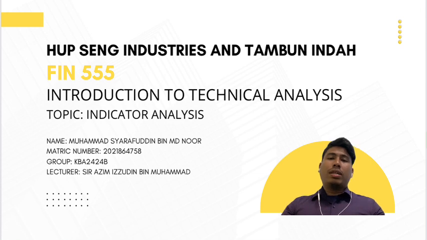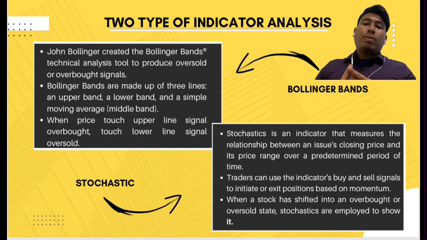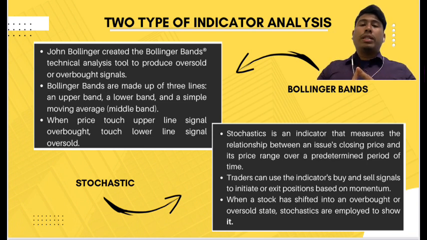Indicator analysis in subject FIN555, which is Introduction to Technical Analysis. The two companies that I choose as my watch list are, first, Hafsing Industries and the second one is Tambun Indah Land Berhad. The two types of indicator analysis that I use are the first one, Bollinger Band, and the second one is stochastic.